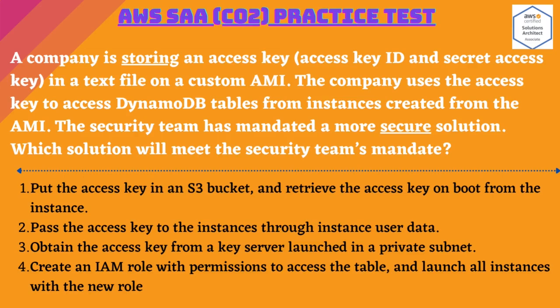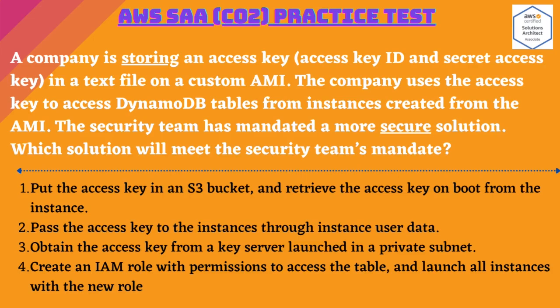The second is pass the access key to the instance through instance user data. Not good practice, not best practice. When you want to provide a role to any service, in this case we want the AMI to access DynamoDB table, so we can give the AMI a role, IAM role. We should never expose access key. The third option is obtain the access key from a key server launched in a private subnet. No, we should never do that.